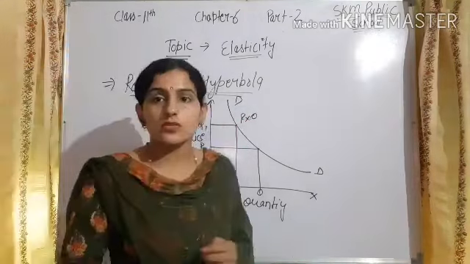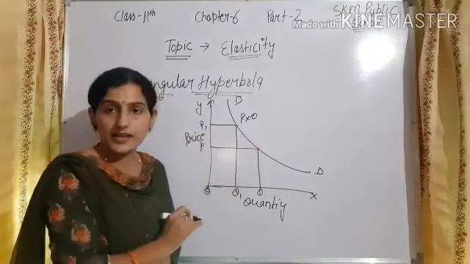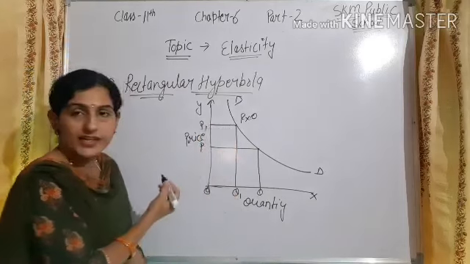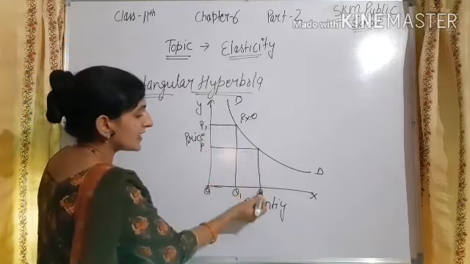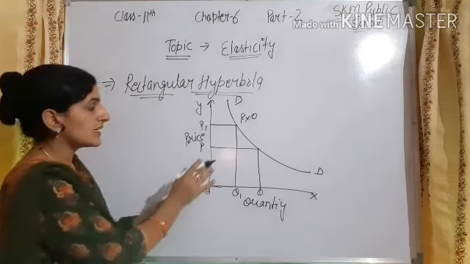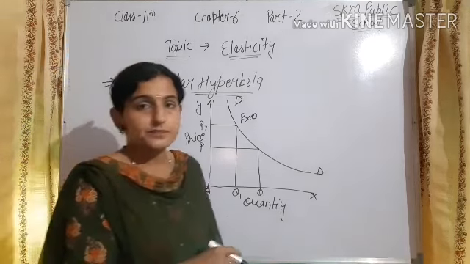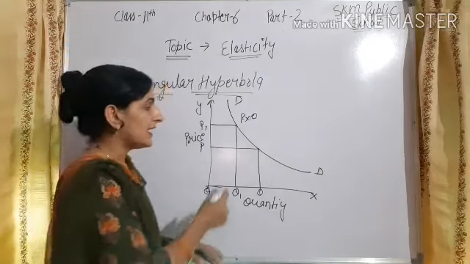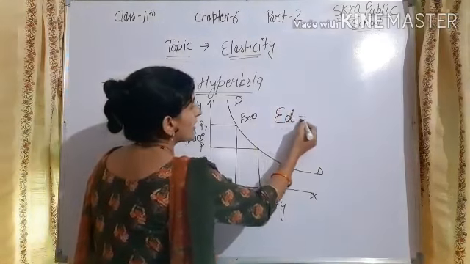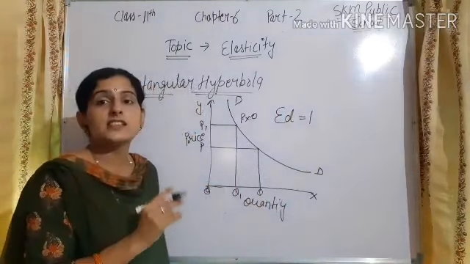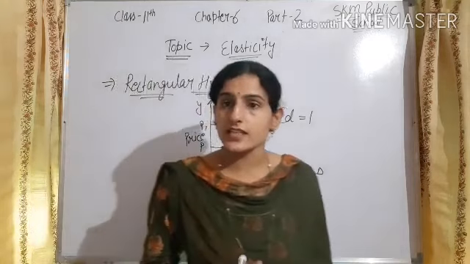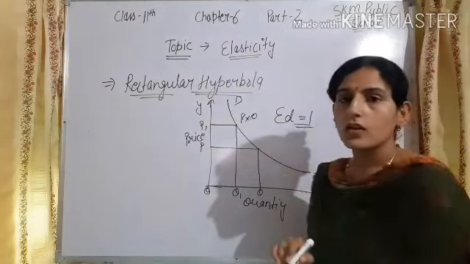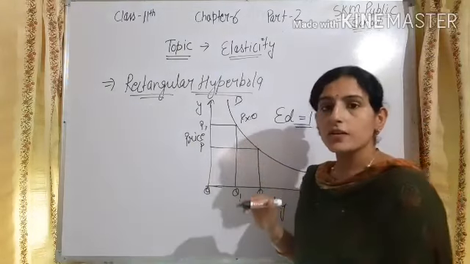The total expenditure on this demand curve remains constant. If the price increases, the quantity demanded decreases, and if the price decreases, the quantity increases. So the total expenditure is constant. Dr. Marshall called this situation elasticity of demand equal to 1, or unitary elastic demand, because the expenditure remains constant.